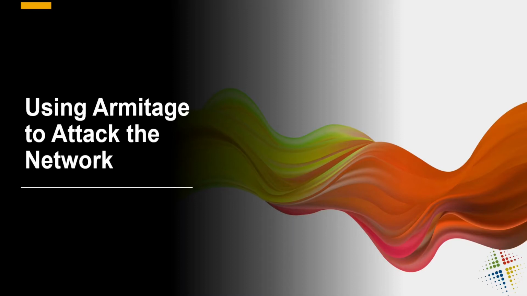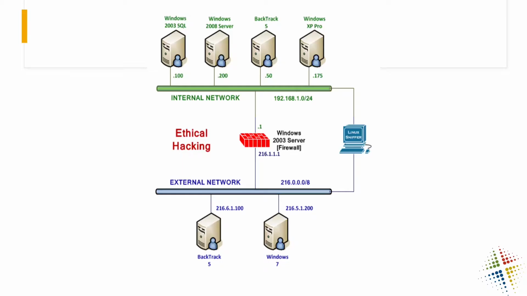In this video, we're going to show how we can use Armitage to attack a remote network. Now, in this particular scenario, what we're going to be doing is we are out here on this external BackTrack machine down here.